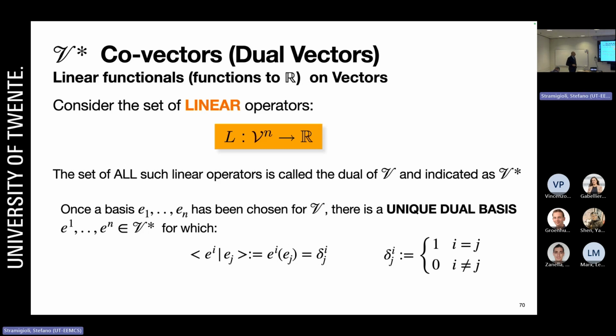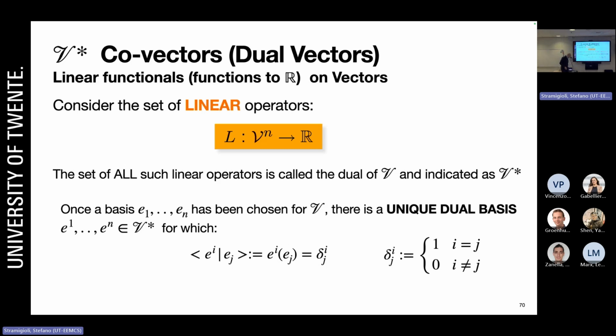So it's always possible. In other words, we'll come to an example later. So this is just the definition. If I choose n elements in the vector space, there are n elements in the dual vector space, and they are not in the same space. You see, V and V star are different things.